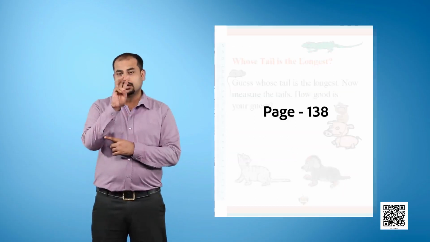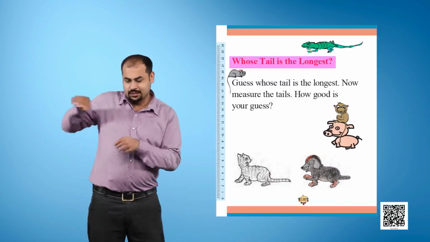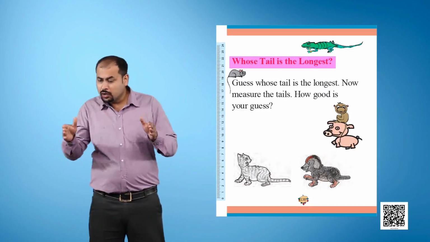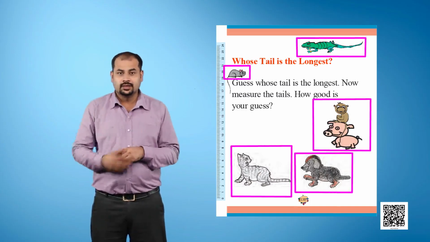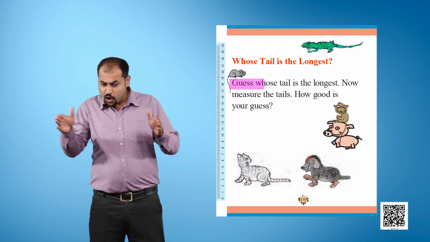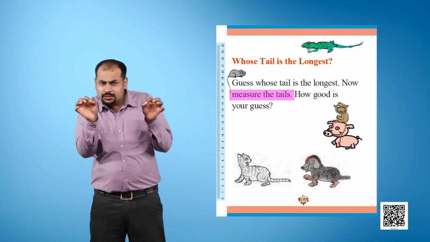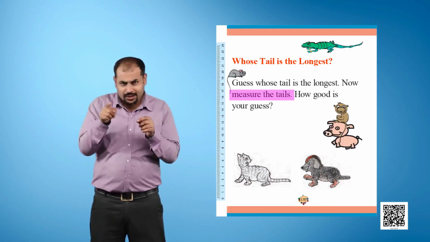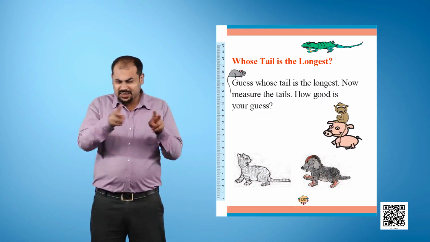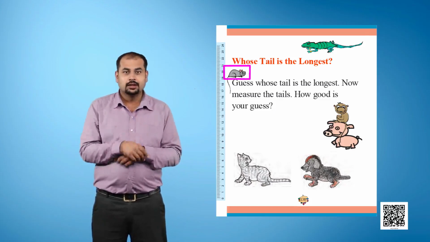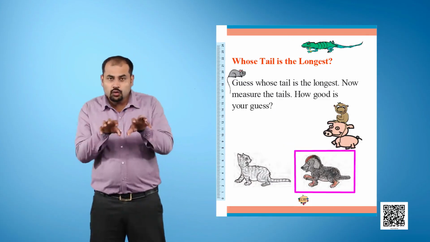Page 138. Whose tail is the longest? Here we see some animals with tails. Guess whose tail is the longest. Now measure the tails. How good is your guess? The different animals were rat, lizard, cat, and dog.